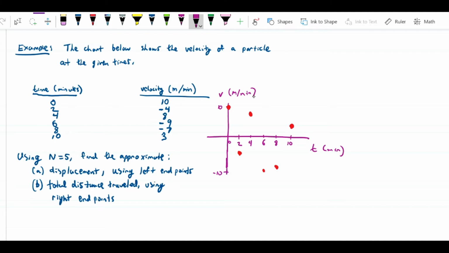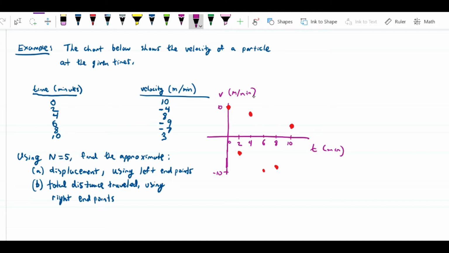So what we want to do is using n equals 5, in other words, using 5 rectangles, we want to find the approximate a, the displacement, and b, the total distance traveled. So for the displacement, we're going to use left endpoints, and for the total distance traveled, we're going to use right endpoints. Again, there's nothing about total distance traveled that makes right endpoints a better approximation. I'm just trying to mix up the examples a little bit.